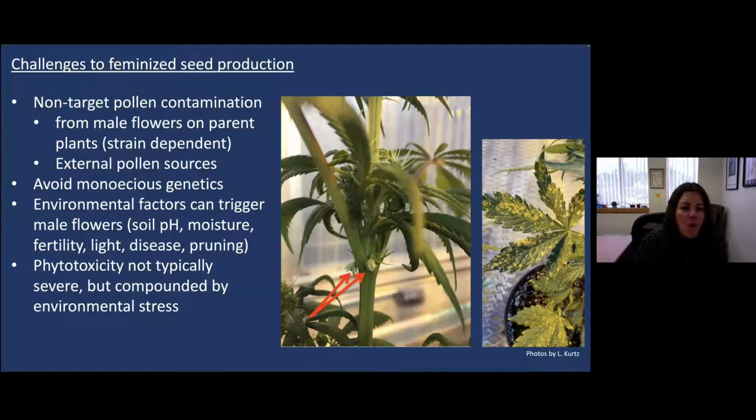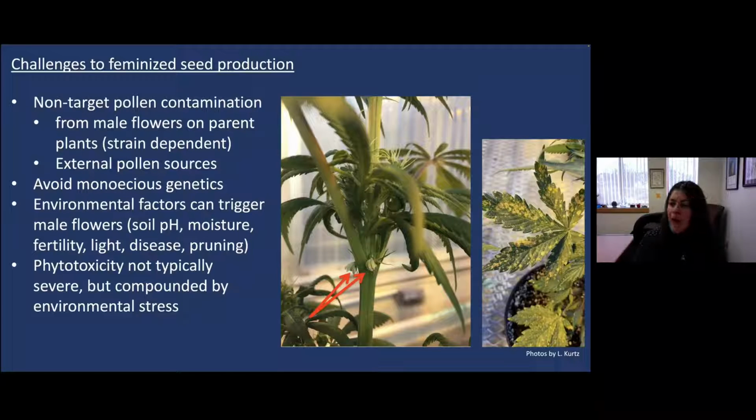You also want to avoid using monoecious genetics. Certain environmental factors can trigger the formation of male flowers on female plants, but some varieties, cultivar strains, whatever you want to call it, make male flowers more frequently than others, and you have to watch for those. You have to slough these off, remove these male flowers. This is non-target pollen. We don't typically see strong phytotoxicity on the foliage.